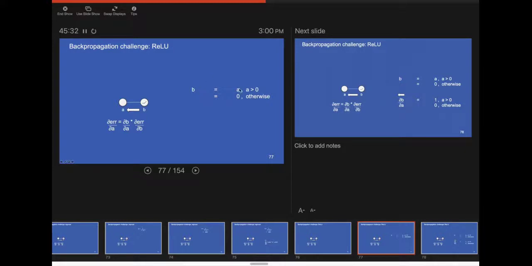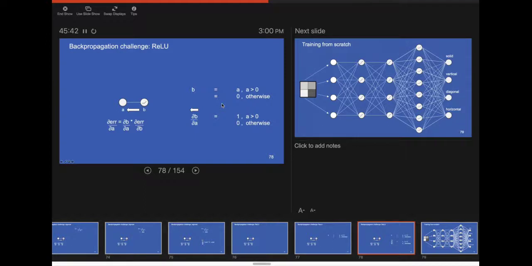So what is the derivative of this sort of piecewise linear function with respect to A? It's just the following quantity. If A is positive, the derivative is 1, otherwise the slope is 0. So once again, if you know the error at B, you can look at the value of the previous input and decide what the gradient should be. That gets multiplied with that error to compute the error at A.